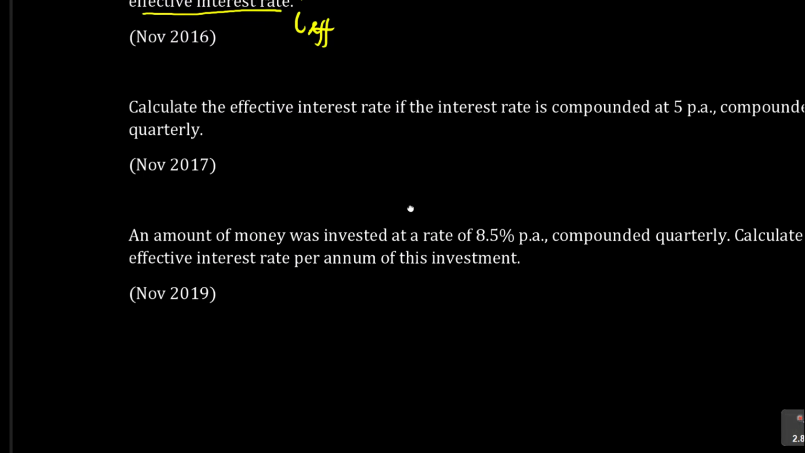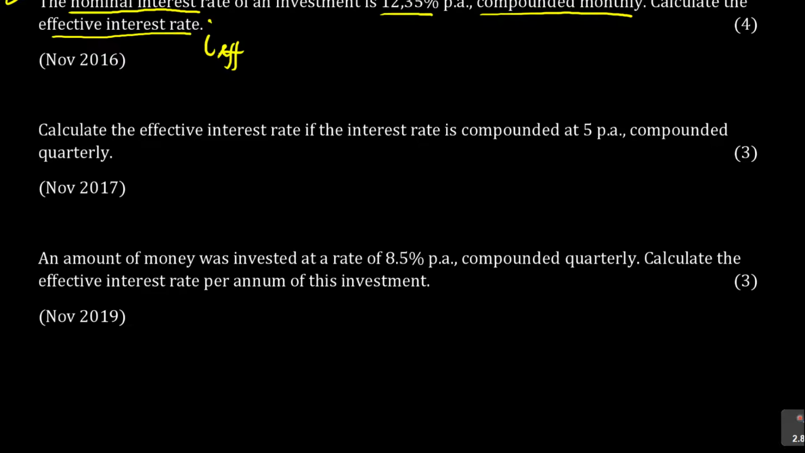So that's the question. Just finishing shortly the last 2 ones. So this was November 2016. Now look at this other one, November 2017. It says calculate the effective interest rate if the interest rate is compounded at 5% per annum, compounded quarterly. They just changed that.